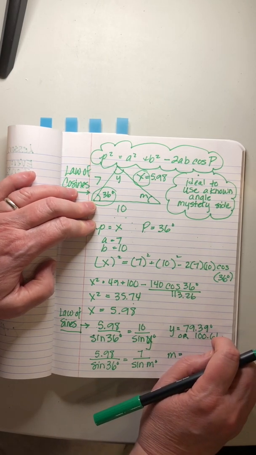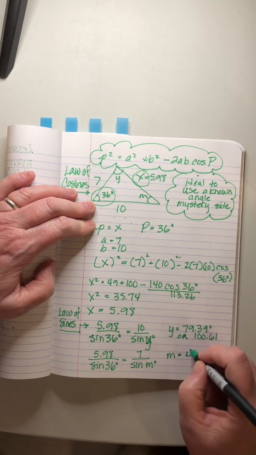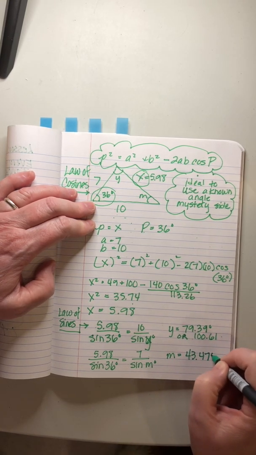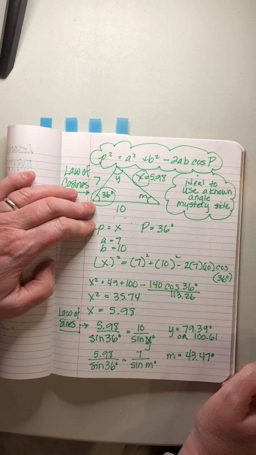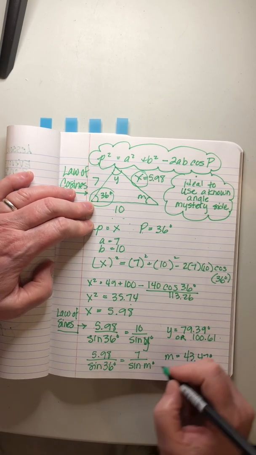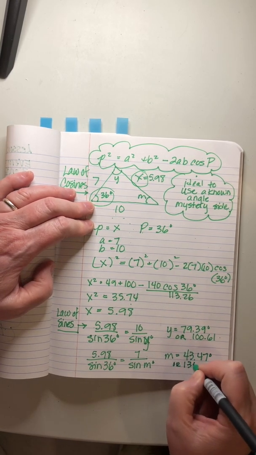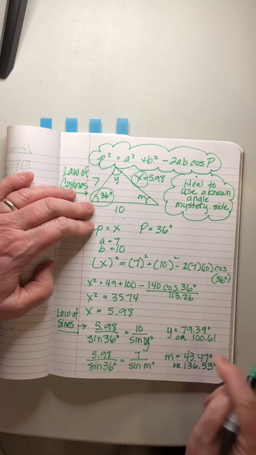M is 43.47 or 136.53. Those are our two options.